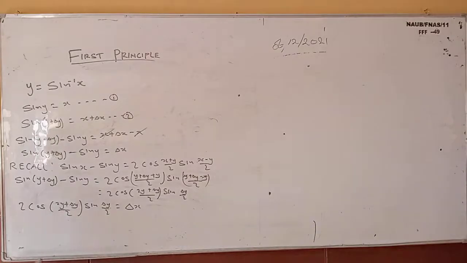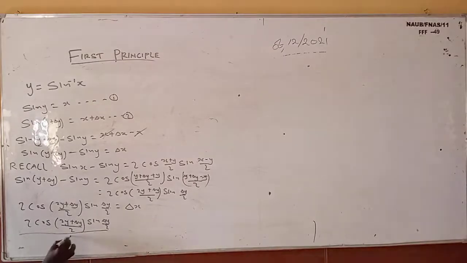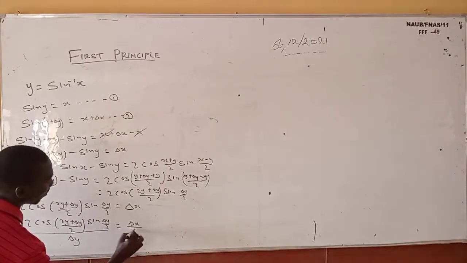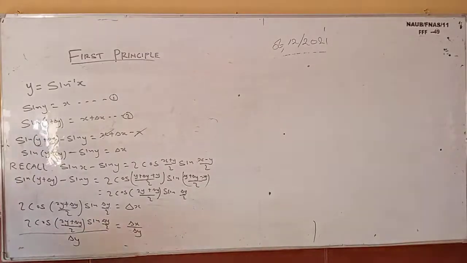So now the next step is we divide through by change in y, not change in s. So we are going to divide both sides by change in y. So it means that 2 cos of (2y plus change in y) over 2 sine of change in y over 2, all over change in y, is equal to change in s over change in y. Do you get that?